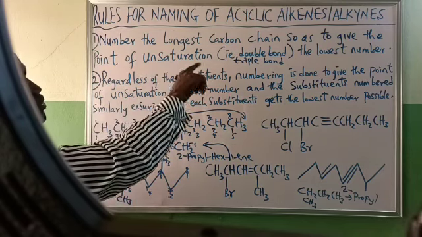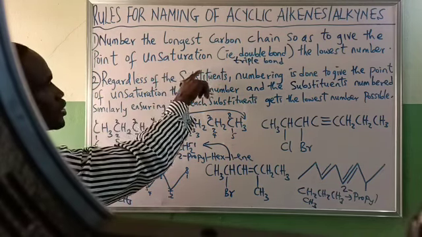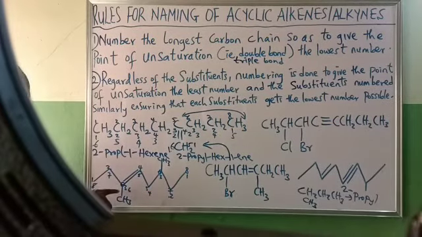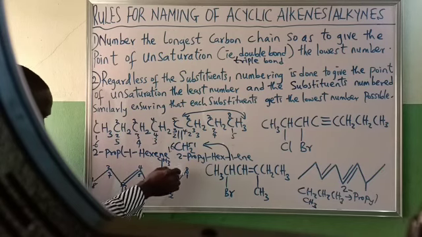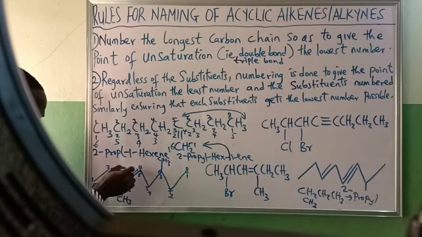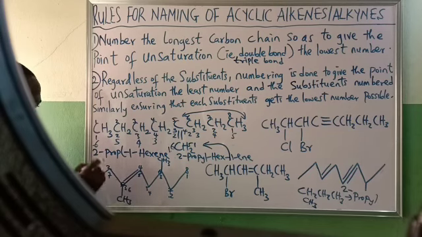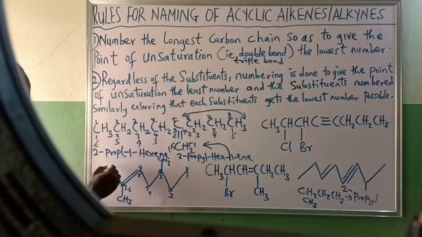Number the longest carbon chain so as to give the point of unsaturation the lowest number. So we need to give this point of unsaturation, which is the double bond, a lower number. Following this way, 1, 2, 3, carbon 3, which carries the double bond, will carry 3. But if you follow this way, carbon 5, which carries this double bond, will carry 5. So we follow this way.